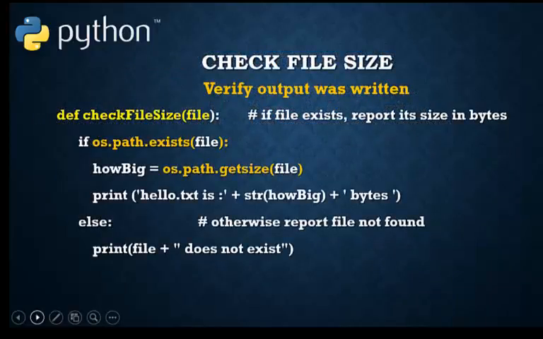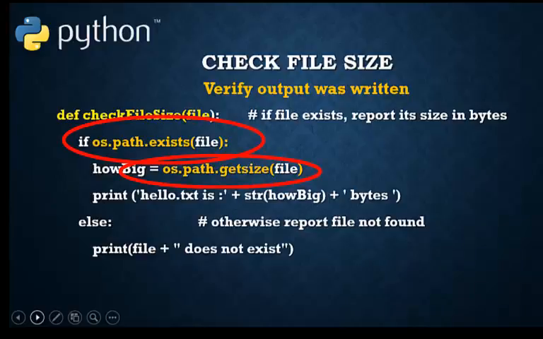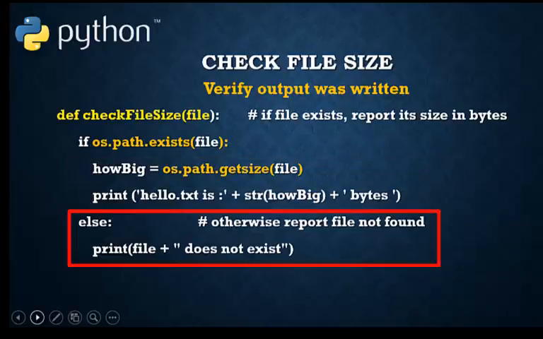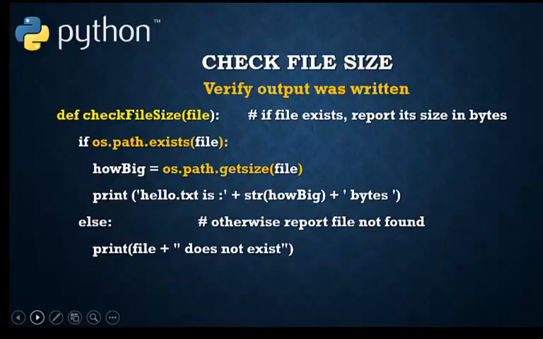Function check file size will help us verify that the output was written to the file. We use two os.path functions in this unit of code. The first if statement is needed to verify that the file exists before we try to examine its size property. If the file does not exist, we can't use the os.path.getSize function. It would cause our program to crash. Therefore, we skip to the else if the file doesn't exist and report that using a print statement.